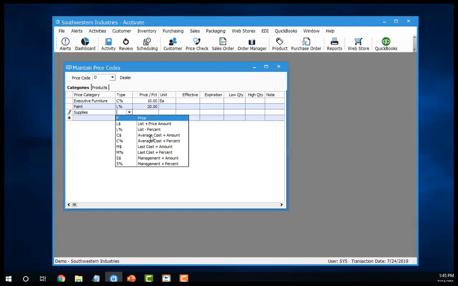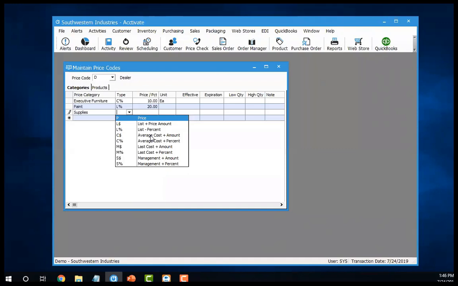Or do something based on cost. So if you use products that have average costs and you just want every product in this grouping to have prices that are the average cost plus 15%. And so that keeps your margins consistent across all the products in that group, in that price category.